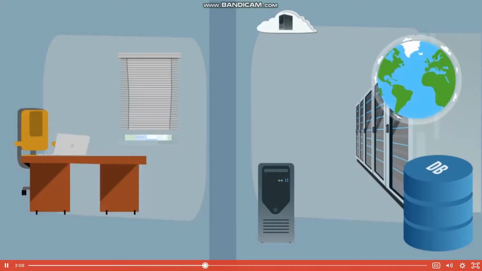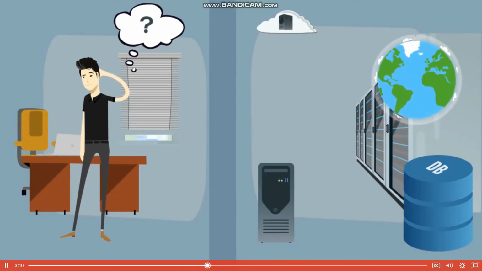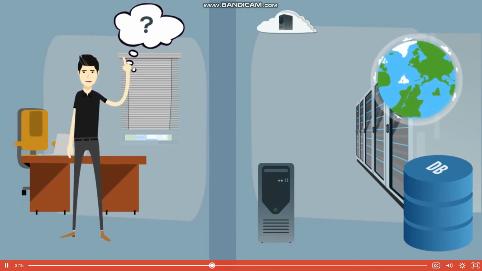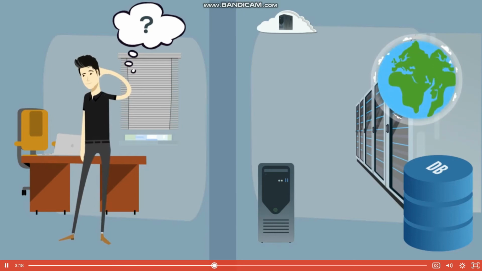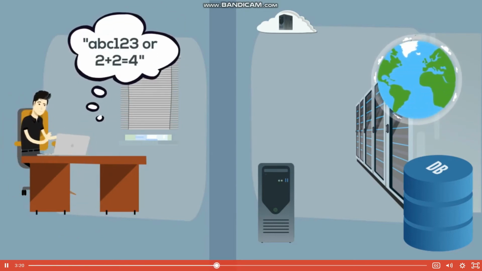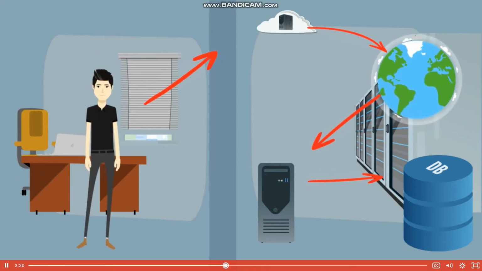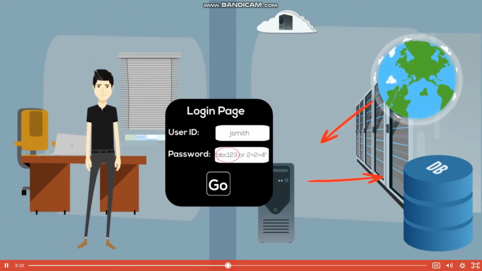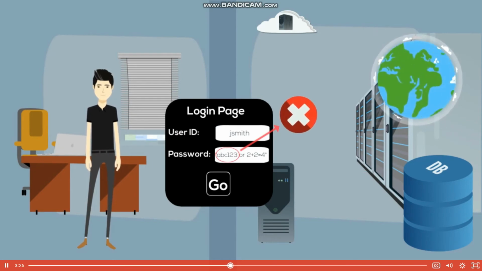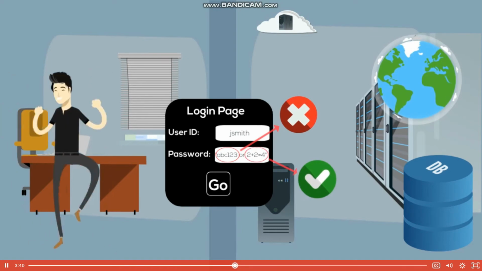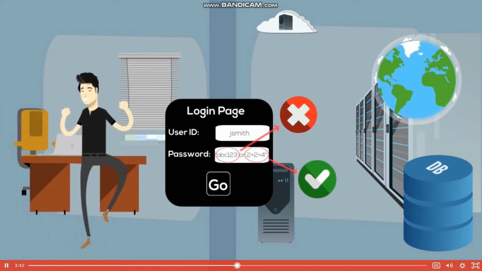Now, a bad actor probably doesn't know John's password. He could always guess, but that might take him a very long time. Instead, for the password, the bad actor types ABC123 or 2 plus 2 equals 4. When John's credentials are sent back to the database for verification, it is likely that the password ABC123 is false. However, the expression 2 plus 2 equals 4 is true. Bingo! The bad actor is in.